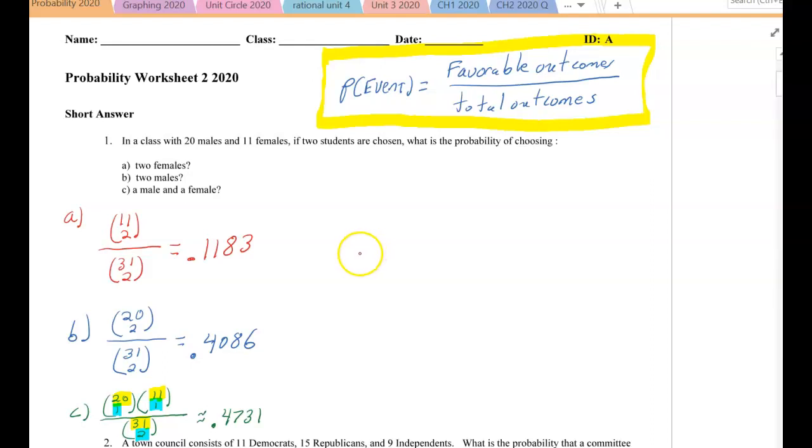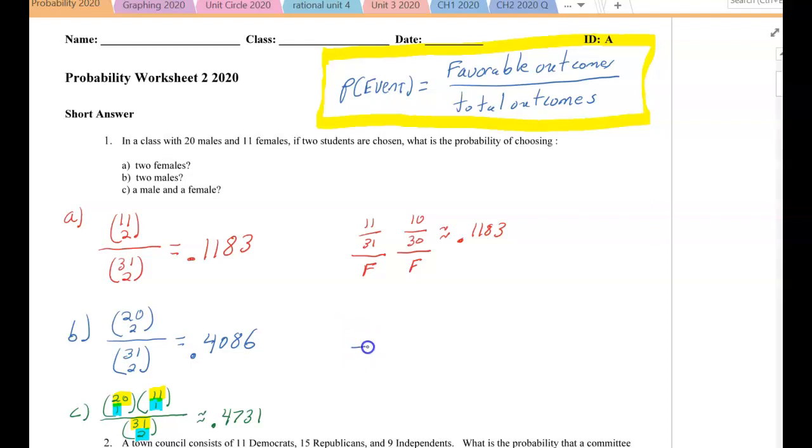As I mentioned, there are sometimes more than one way of doing a probability question. So a second way to do part A is you could draw 2 dashes. You want a female and a female. To get a female, you have 11 out of 31 choices. It's implied without replacement, so then you have 10 out of 30. If you type that into your calculator, you will get the same answer.